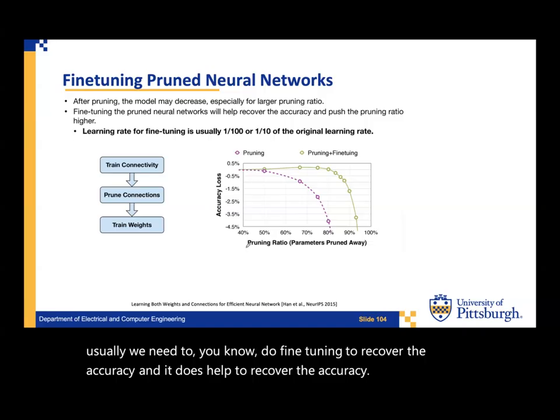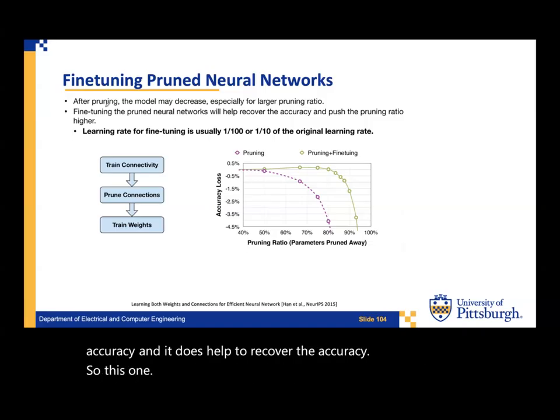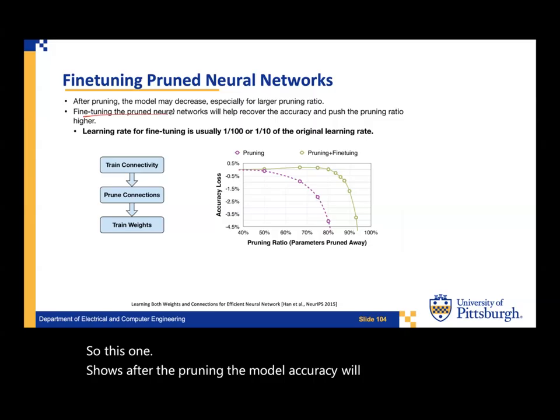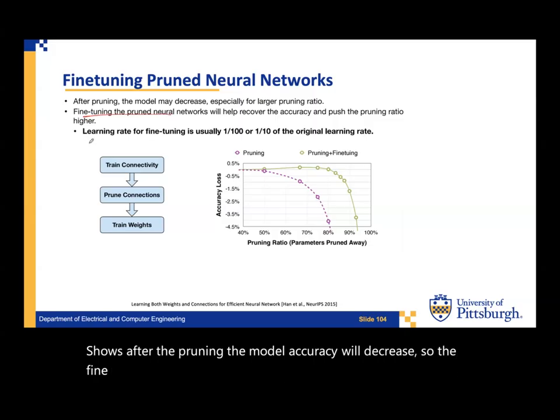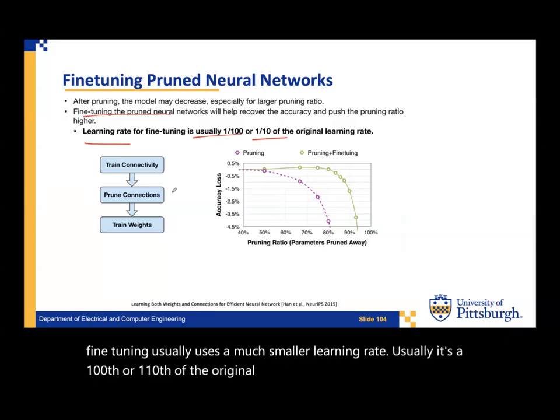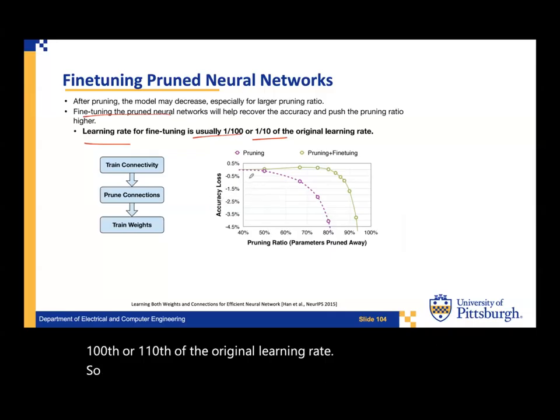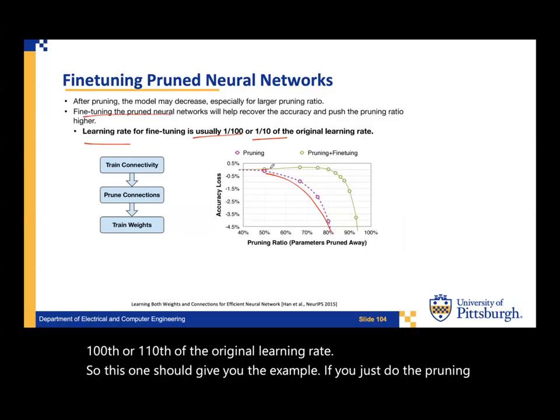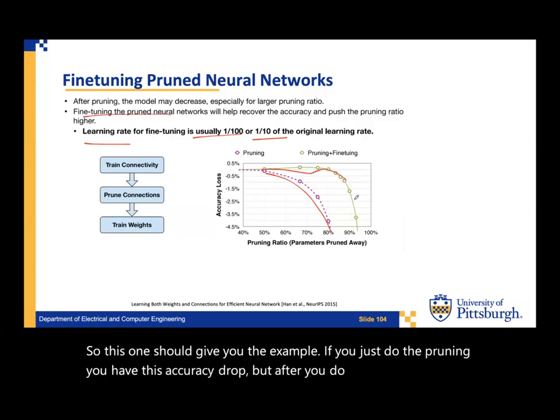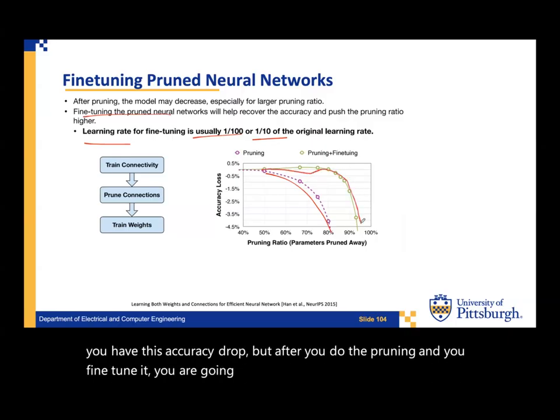This one shows that after the pruning, the model accuracy will decrease. The fine tuning usually uses a much smaller learning rate, usually 1/100th or 1/10th of the original learning rate. This one should give you the example. If you just do the pruning, you have this accuracy drop. But after you do the pruning and fine tune it, you are going to recover some of the accuracy.